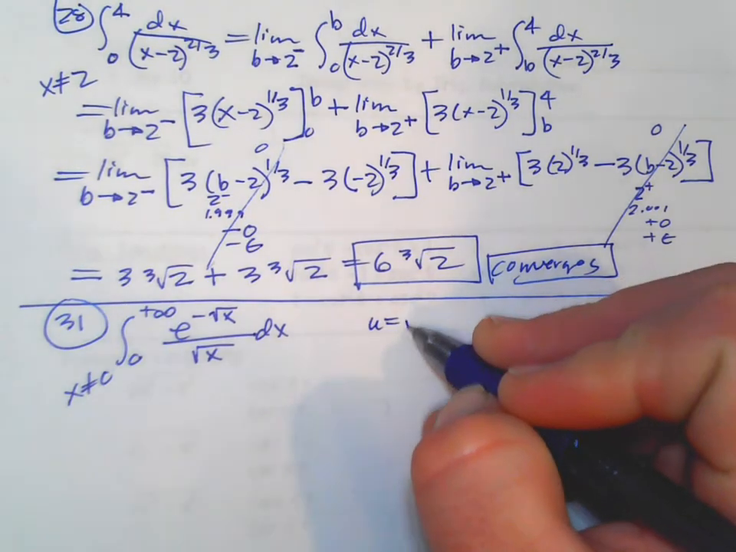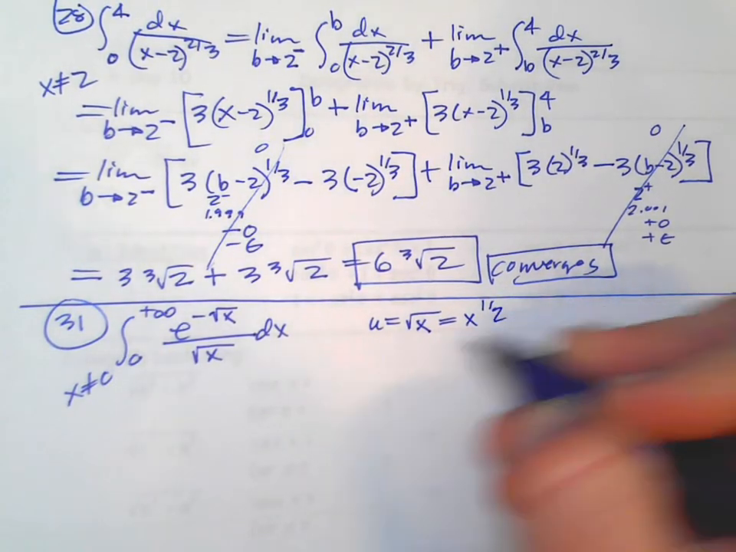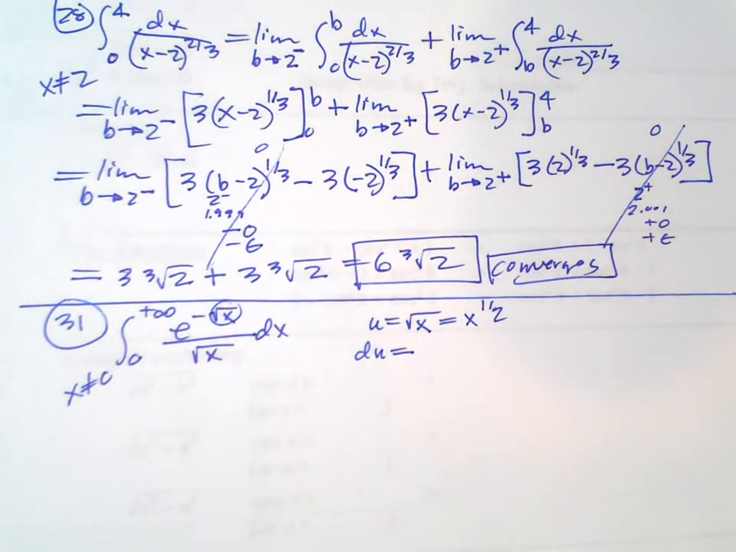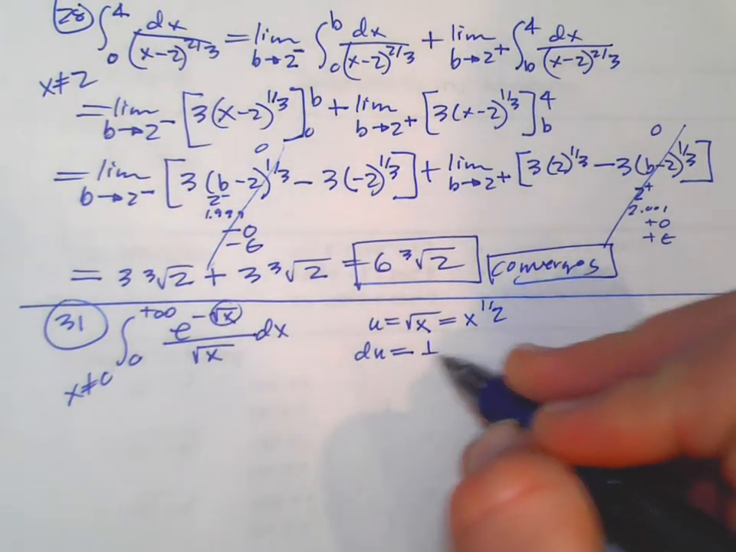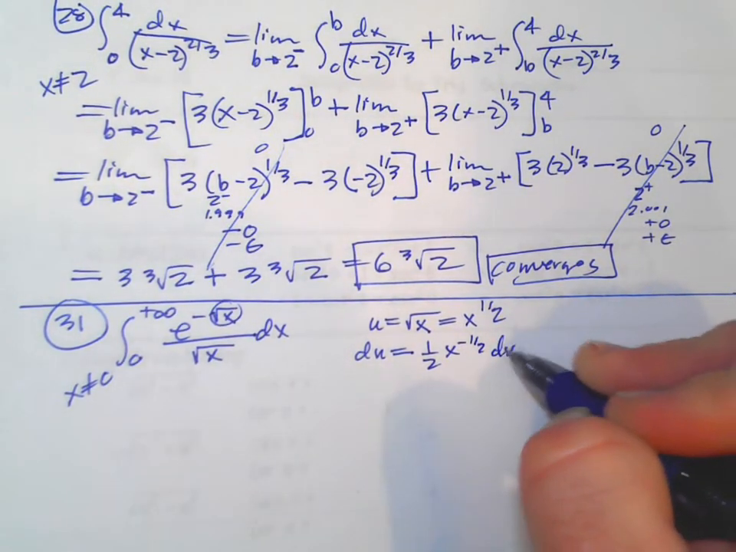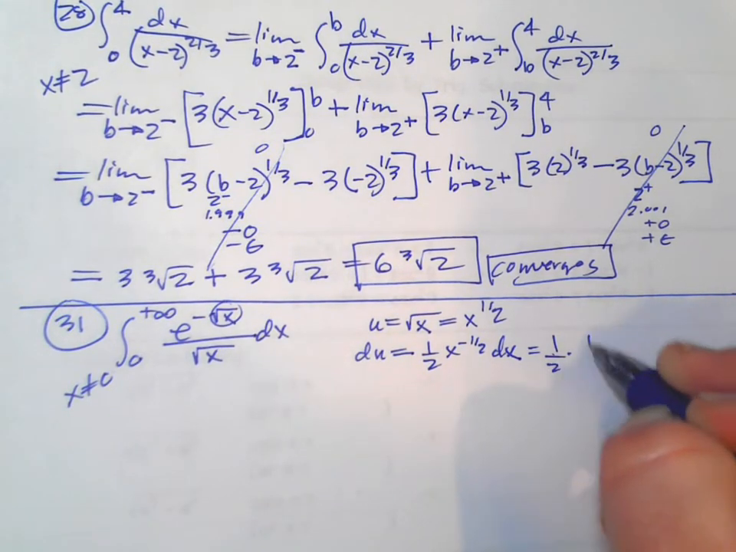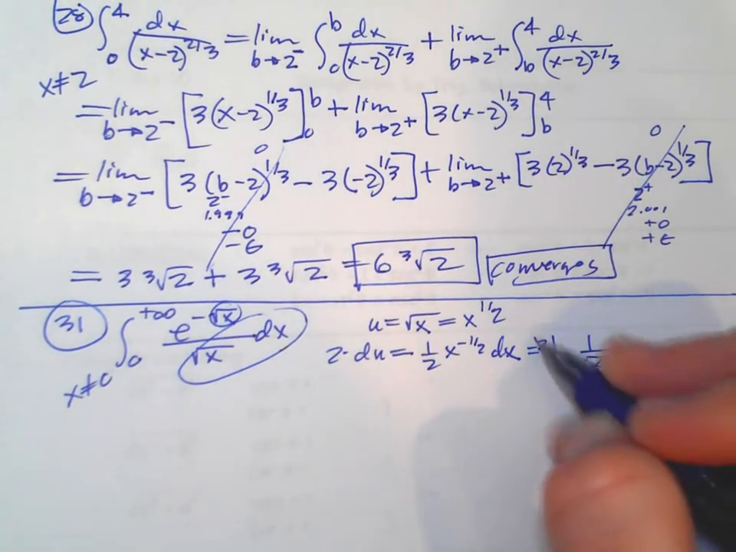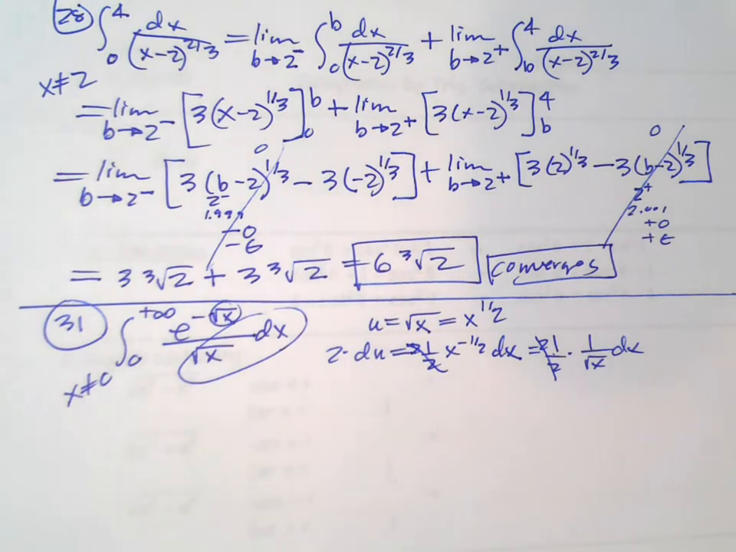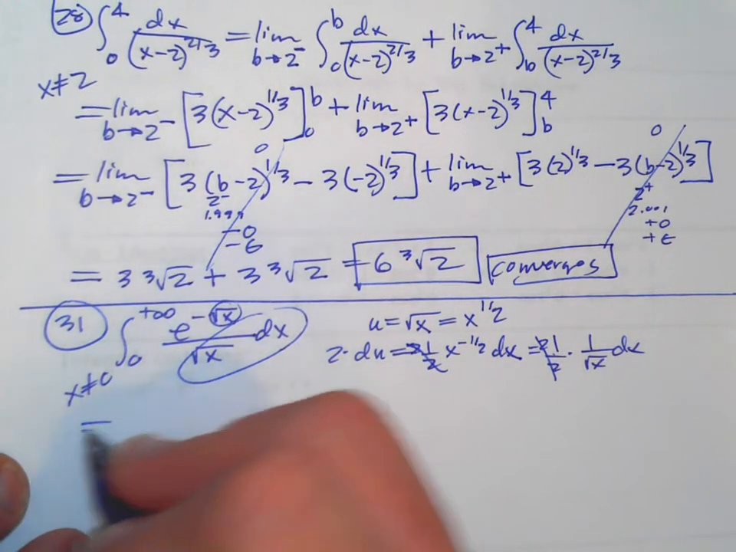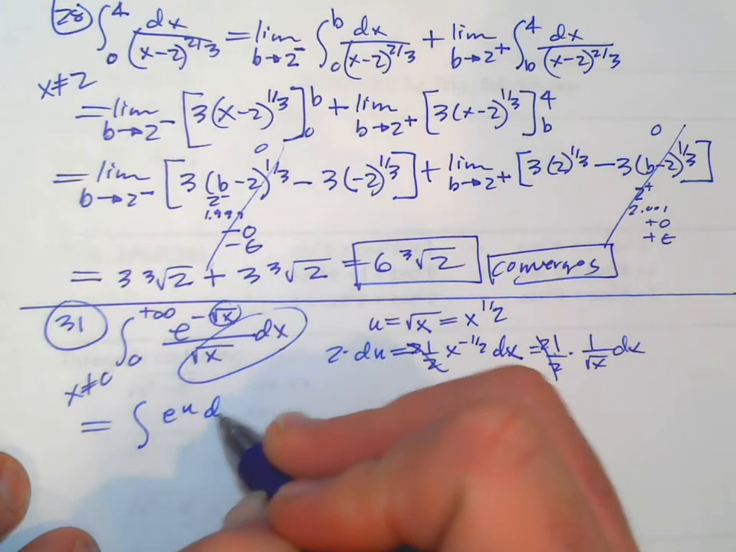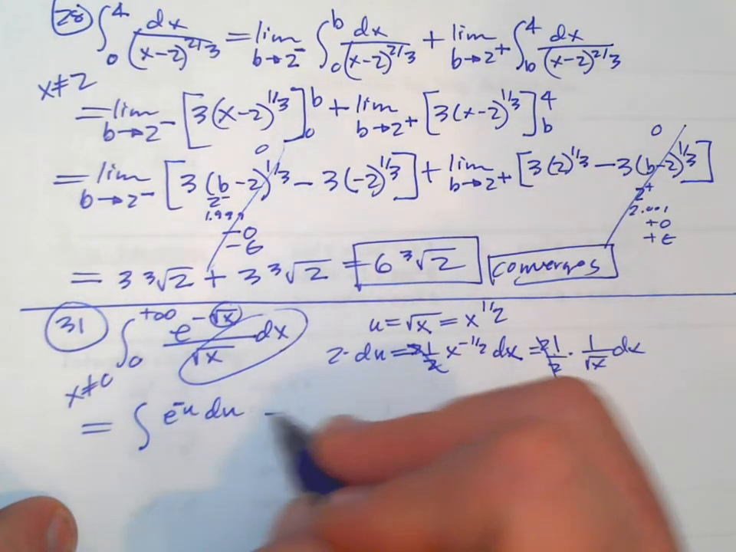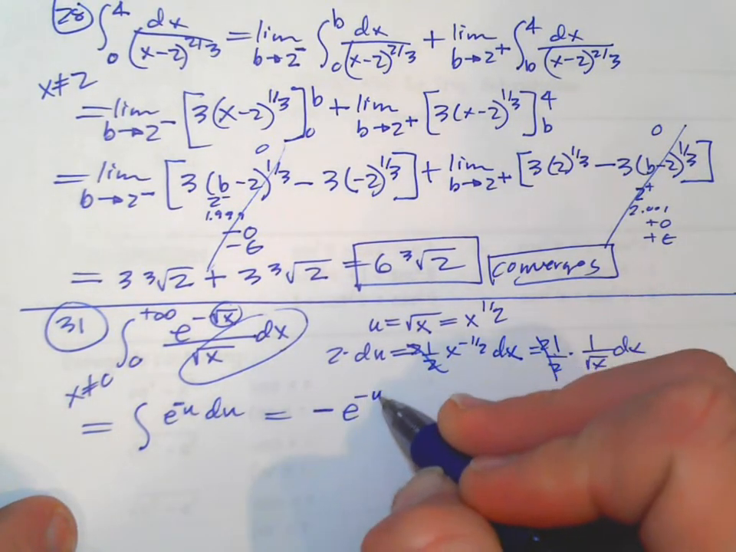I think we could try to use substitution, with u as what's inside, because the derivative of the square root of x is 1/2 x to the negative 1/2 dx, which is 1/2 times 1 over the square root of x dx. That's perfect. Don't want the 1/2 though, right? Okay, good. So this is e to the negative u du, right? So it's going to be negative e to the negative u.